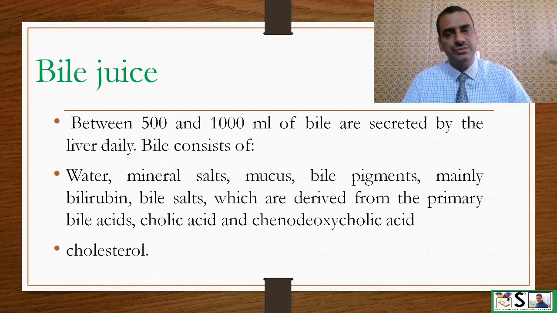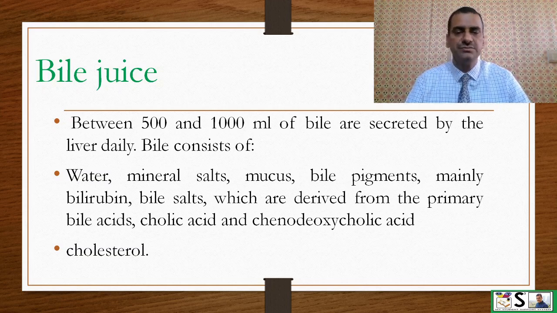What is bile juice? Approximately 500 to 1000 ml of bile is secreted by the liver daily. It consists of water, mineral salts, mucus, bile pigments, mainly bilirubin, bile salts, which are derived from the bile acids, cholic and chenodeoxycholic acid, and cholesterol.